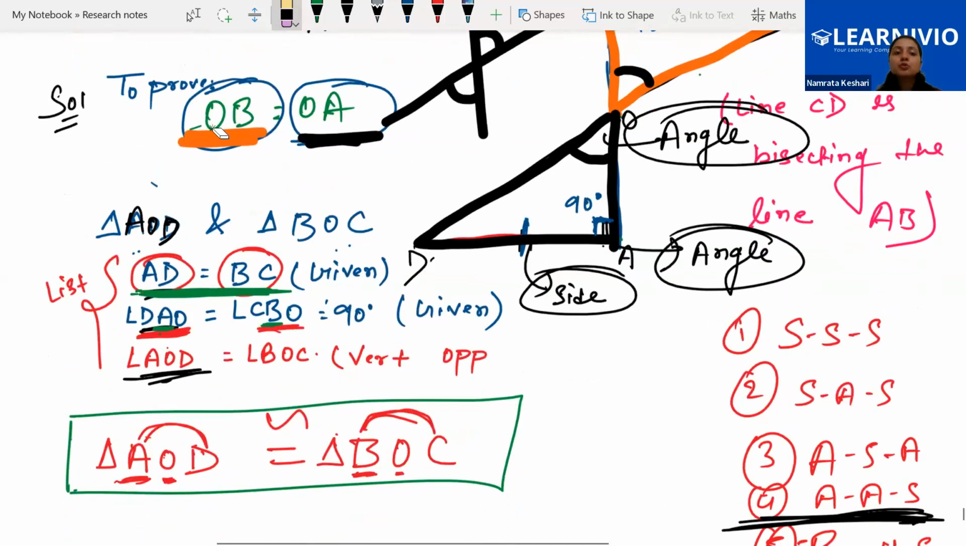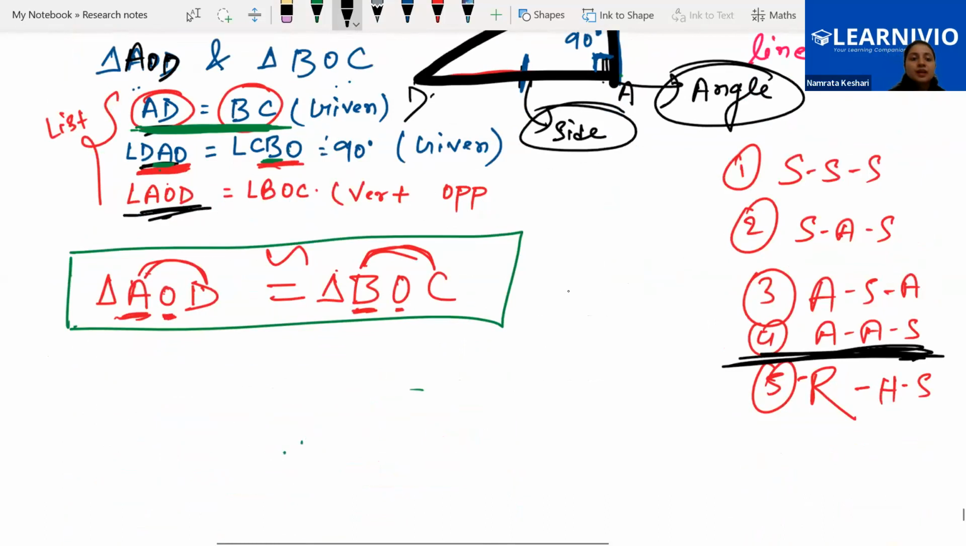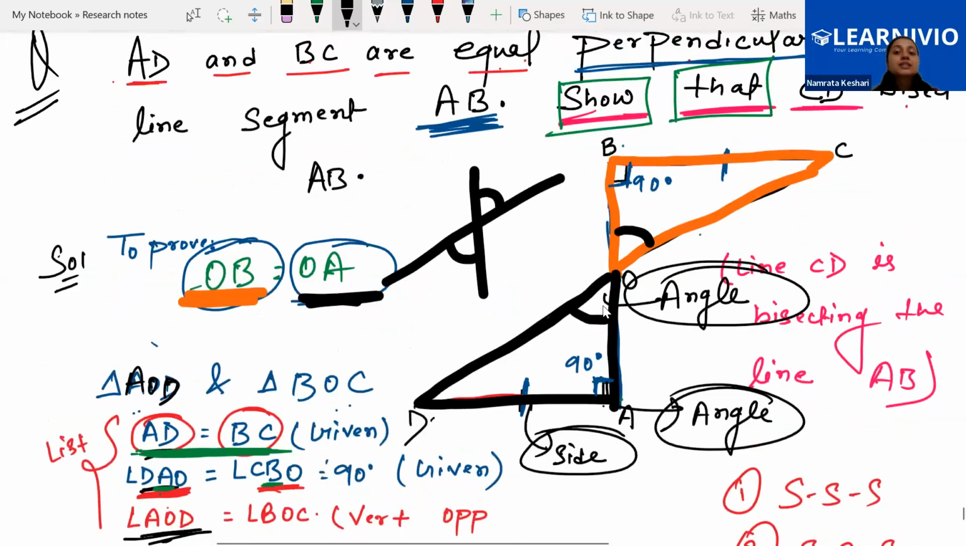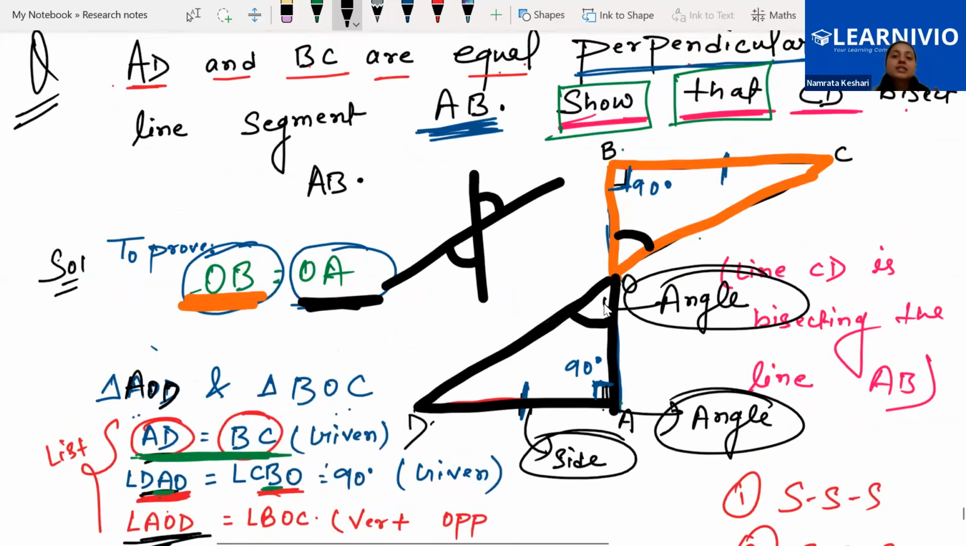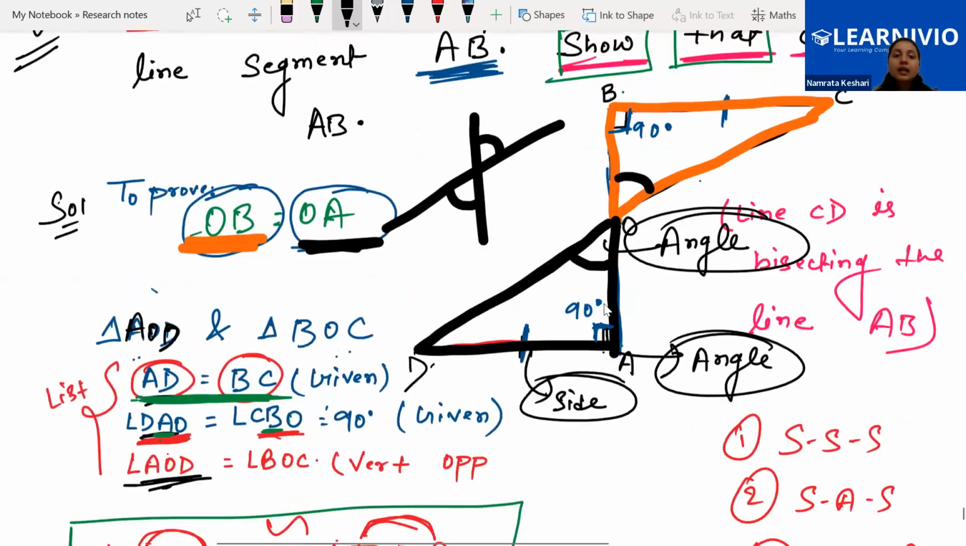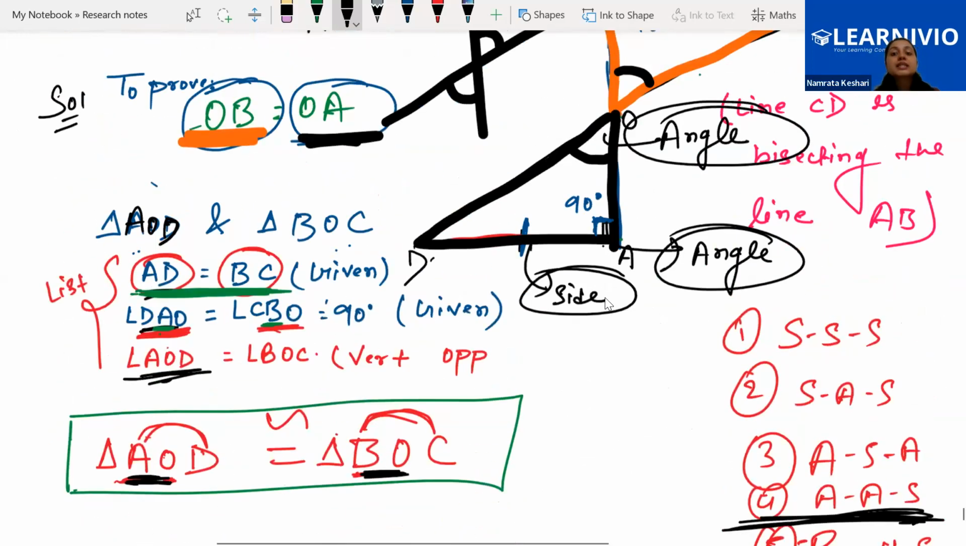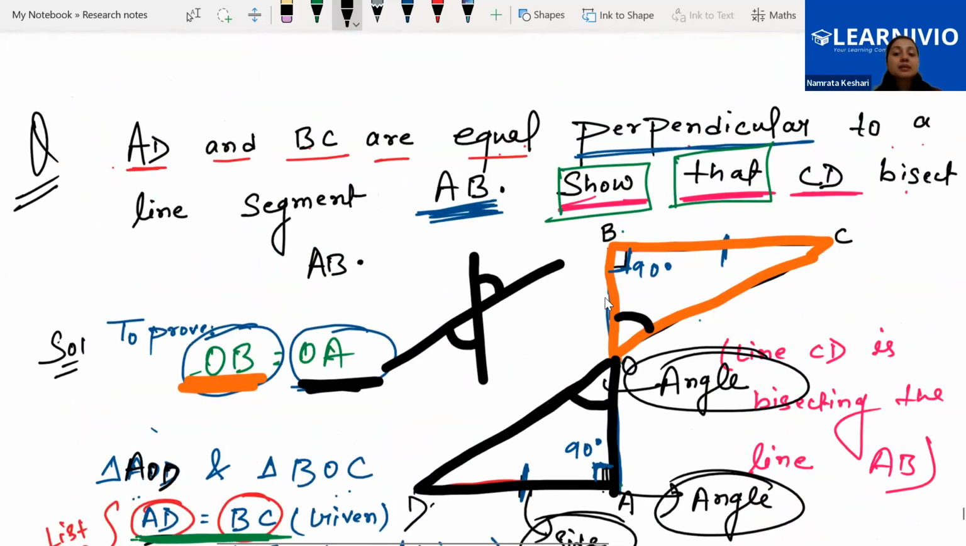yeah, what we wanted to prove, OB and OA are same. Now we can say OB or BO and OA or AO, both are same. AO, BO, both are same. Okay, these two sides are same. Hence, side AB is getting bisected by side CD. Okay, line segment AB is getting bisected by line segment CD.